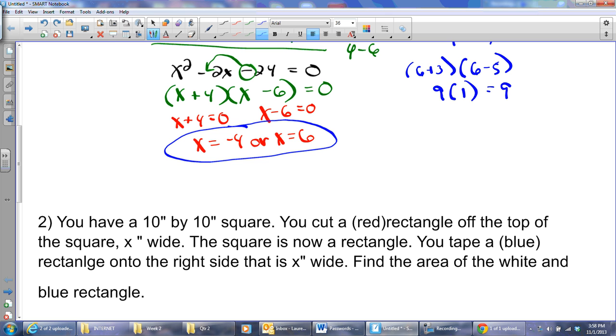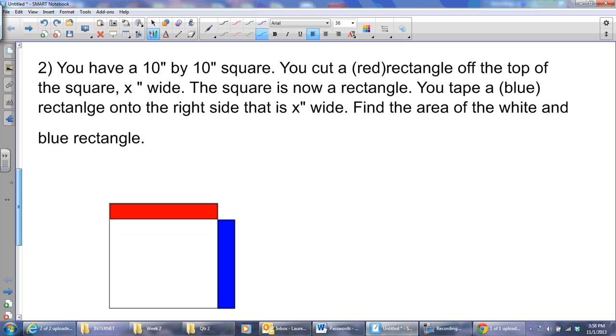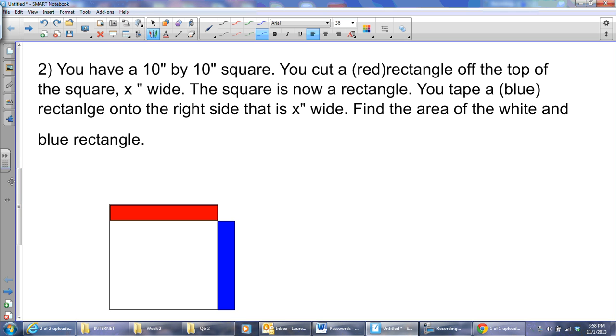I wanted to check and make sure I wasn't restricted to like natural numbers or whole numbers or something like that. Integers are okay, so I've got negative 4 and positive 6. Piece of cake. All right, number 2, you have a 10-inch by 10-inch square.